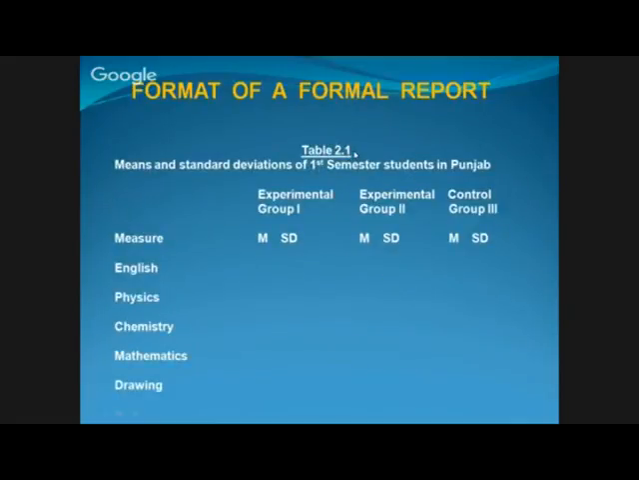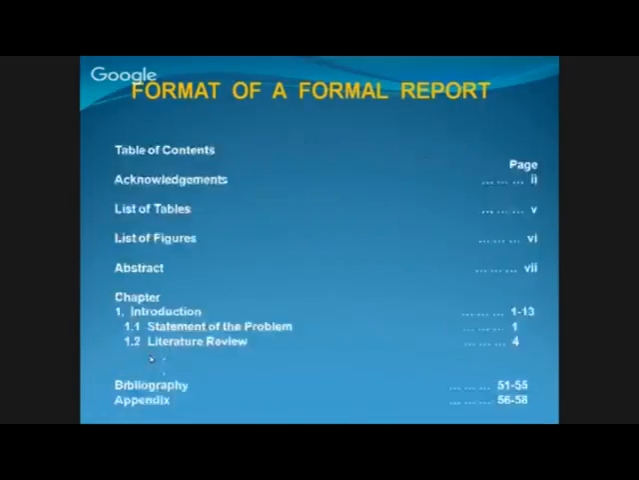Table 2.1, means and standard deviations of first semester students in Punjab. So this is experimental group 1, experimental group 2, control group 3. So measures हैं mean, standard deviation, mean, standard deviation, mean, standard deviation. Now English, physics, chemistry, mathematics and drawing. So in this way you will have the detailing about the information.